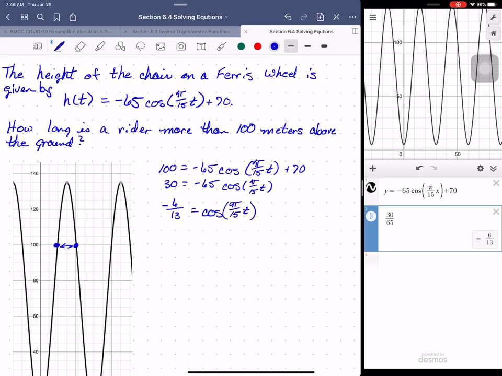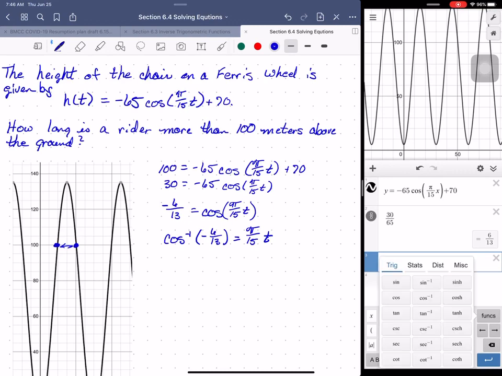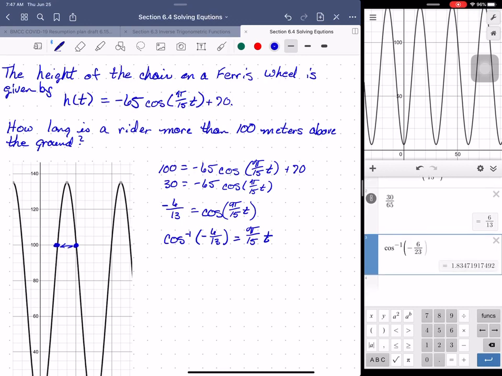Okay, now we know that -6/13 is not a special known unit circle value, so we're going to take the inverse cosine. So here's what we know. We know the inverse cosine of -6/13 equals pi over 15 times time. Okay, now I want you to pay attention to the order in which I do things. So the first thing I'm going to do is take the inverse cosine of -6/13, and I get 1.8347 equals pi over 15 times time.